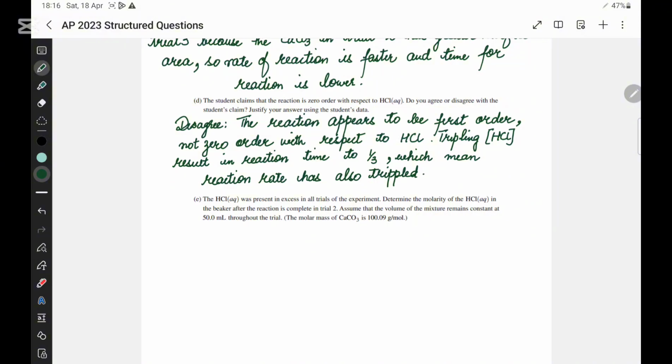The reaction appears to be first order, not zero order with respect to HCl, because when we are tripling HCl concentration, this results in the reaction time decreasing to 1 by 3, which means the reaction rate has also tripled.